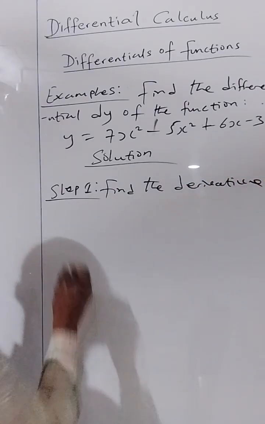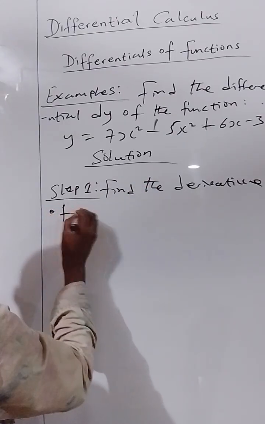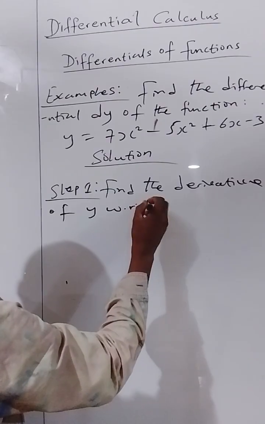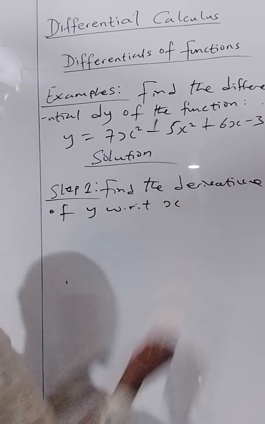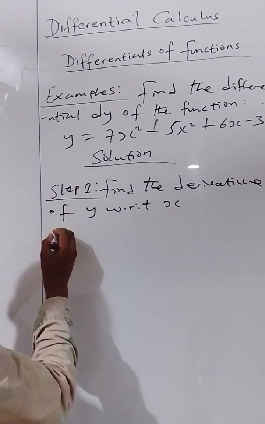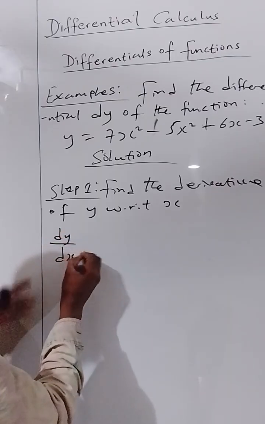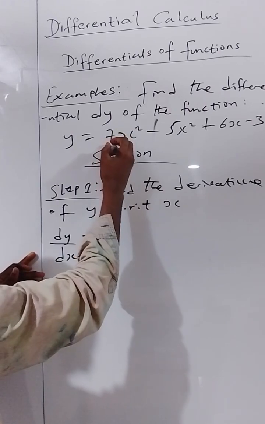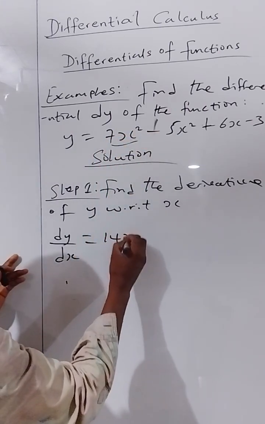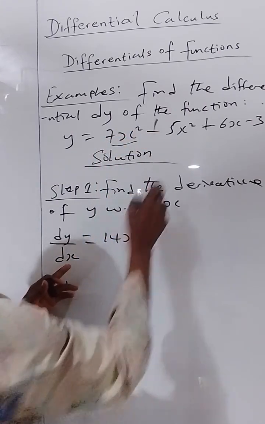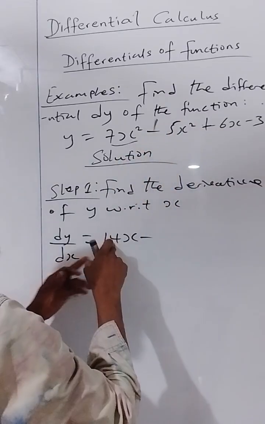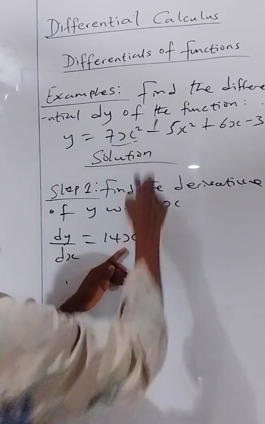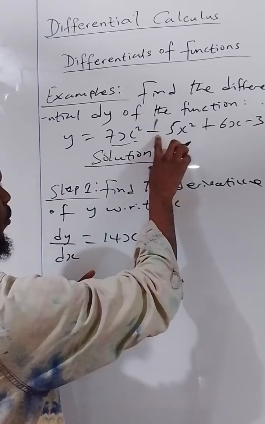of y with respect to x. If we do that, we are going to have dy/dx equal, we differentiate with respect to x. When we differentiate this one, we have 14x. How do we get 14 here? 2 times 7. Then we have 14x, because you subtract 1 from the power. Then we move to the second term.